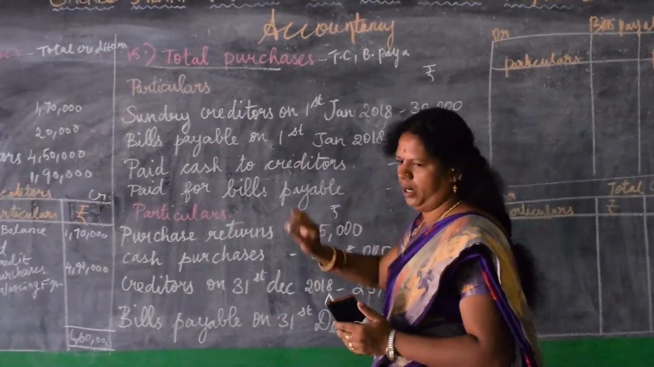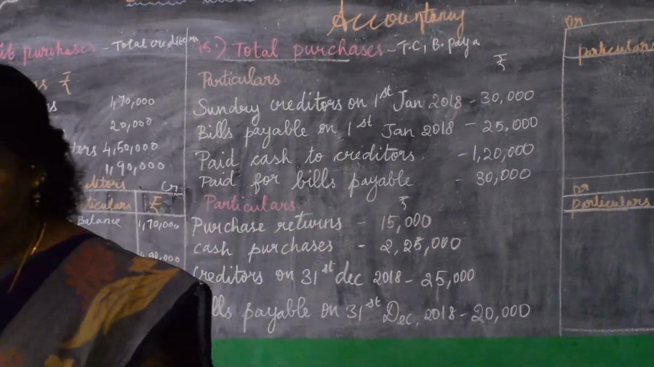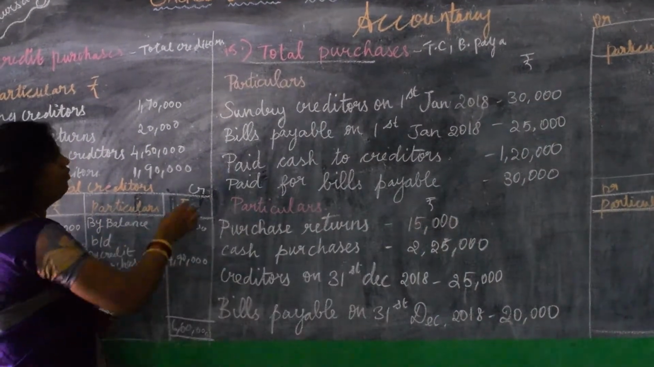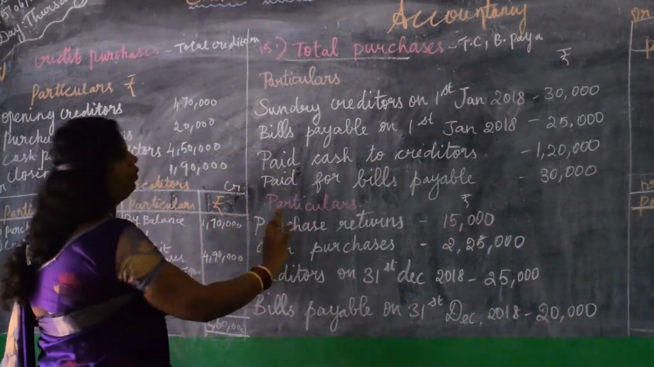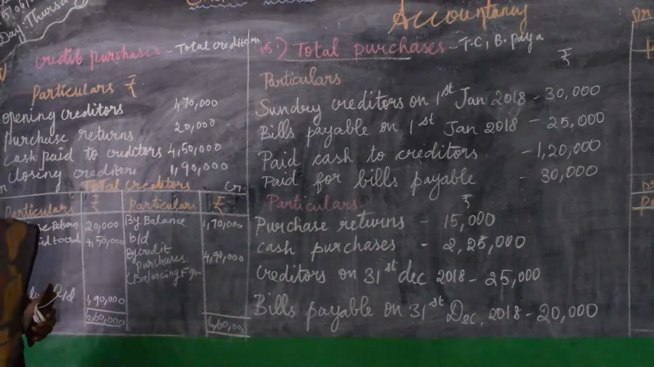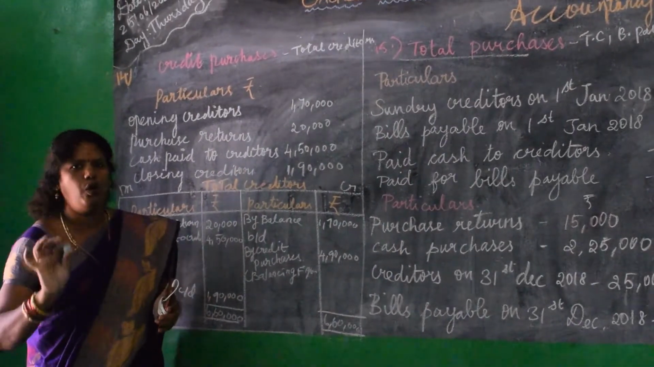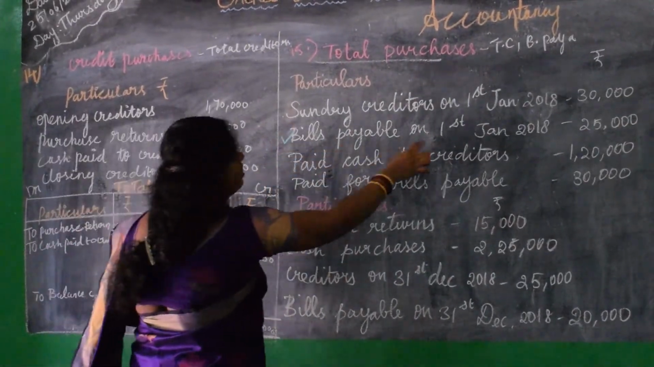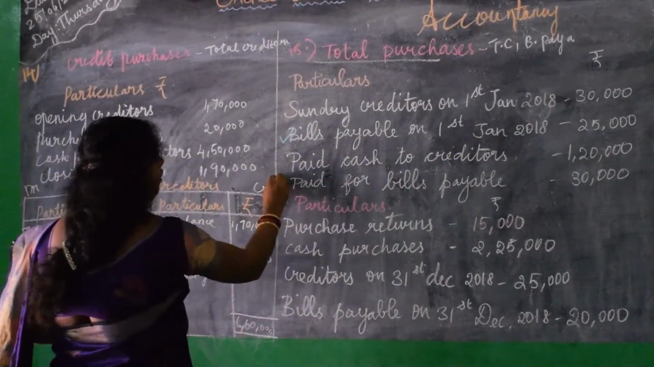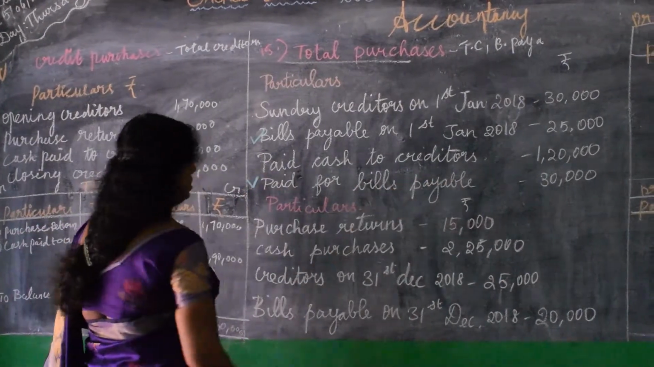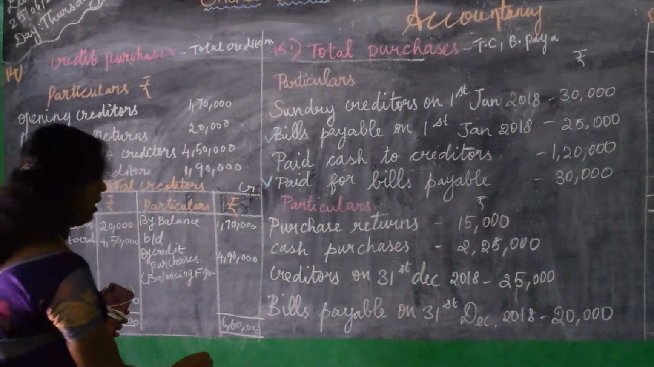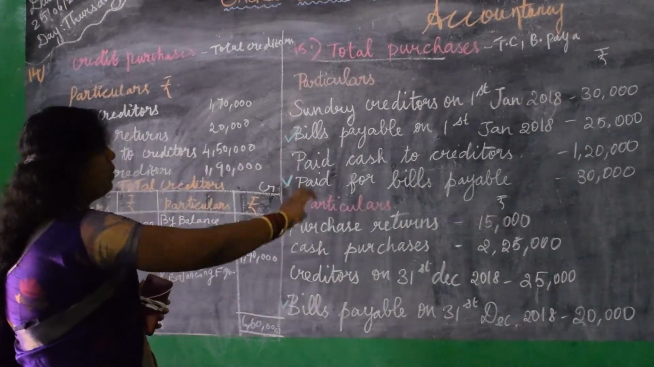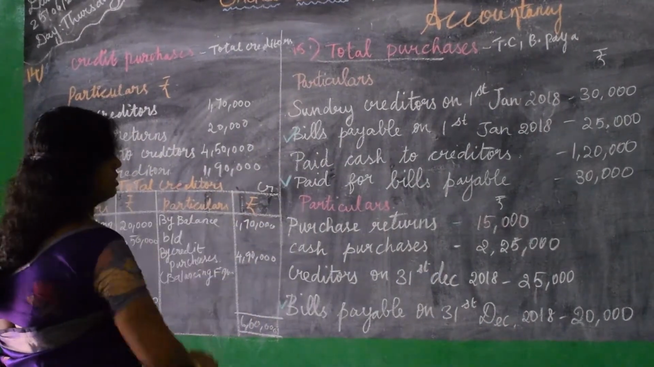Now pick out the words. In the last class itself, I told you to pick up any two colors. First, I pick a green color for selecting the bills payable alone. The words connected with bills payable alone, you pick out. That is bills payable on 1st January. Paid for bills payable 30,000. Then bills payable on 31st December. For finding the bills payable, we have only three transactions.